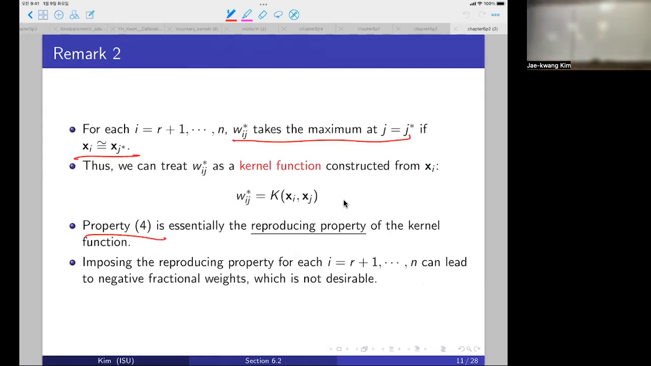So by the way, this reproducing property, if it satisfies the reproducing property for each xi, then it's actually equivalent to, or leads to, the calibration property or covariate balancing property. But we'll see what it means soon.